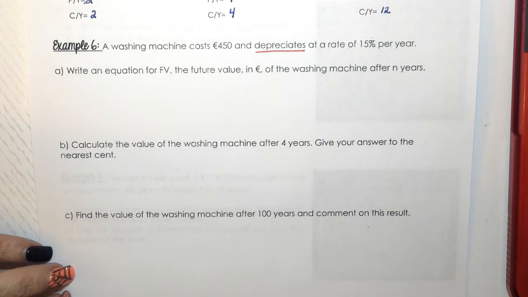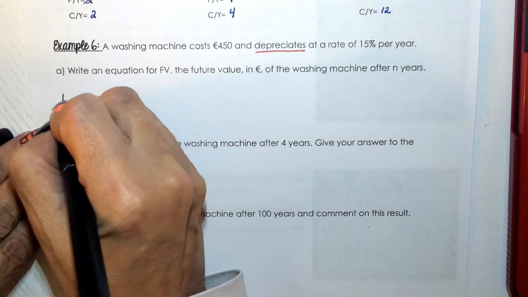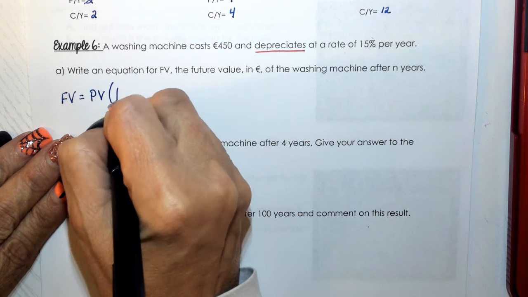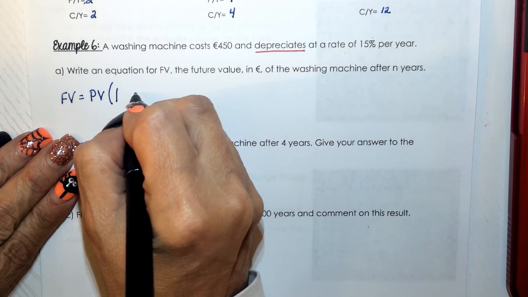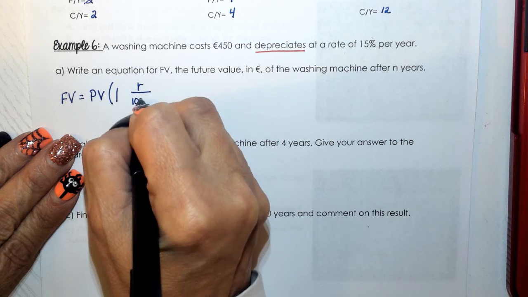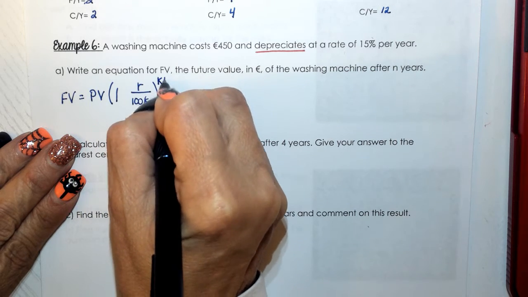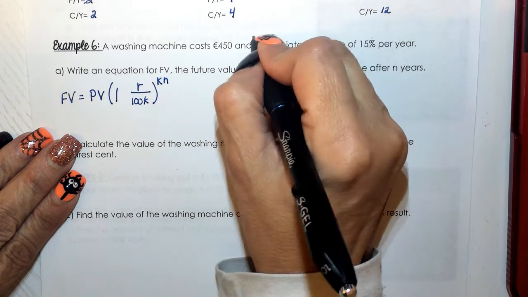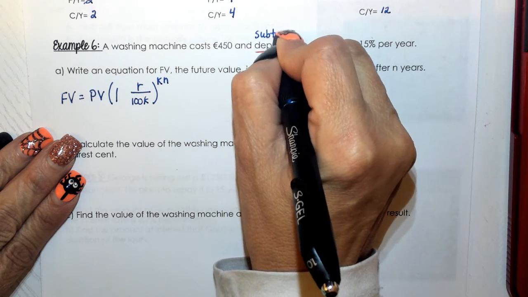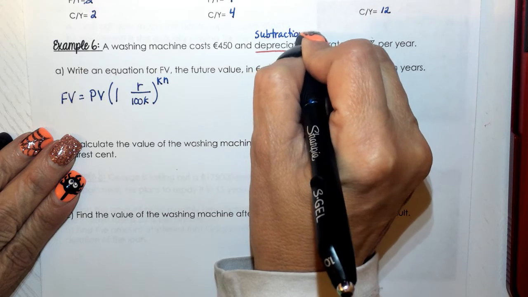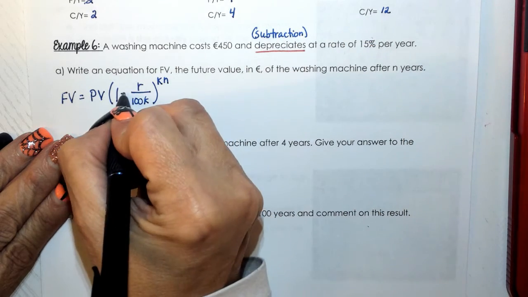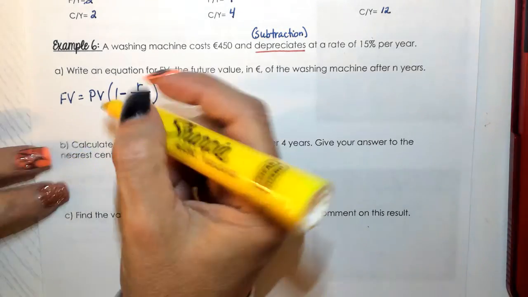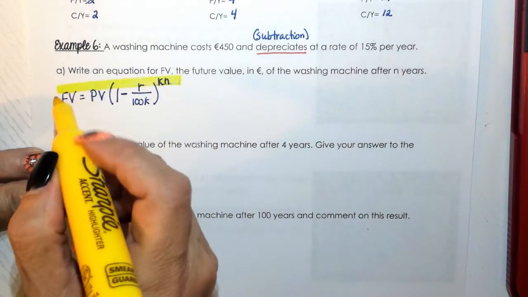When you're working with depreciation, you know how we have that future value equals the present value times 1, and then we say plus, and then we say R over 100K to the K times N. When you're doing depreciation, you need to think subtraction, and this would be subtraction here. Okay? Same formula for the most part. The biggest difference is that now we are subtracting.